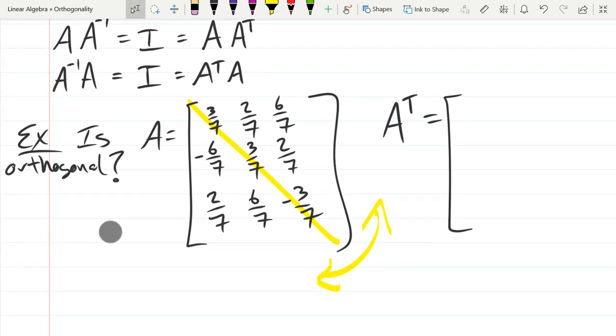Now this is a different definition than orthogonal for vectors. That was if their dot product was zero. So here we're multiplying, but we're not doing a dot product, and it's not zero, it's the identity. So again, the same word means something very different right here.